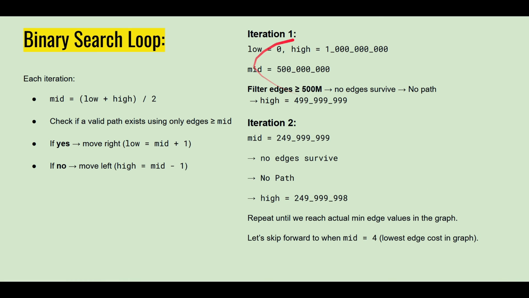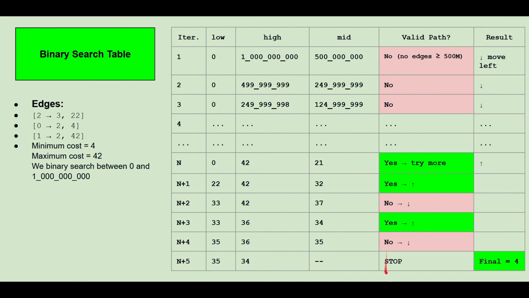So we started the first iteration like this, then the second iteration this. We'll keep repeating until we reach the mid value in the graph, the actual mid value we can say. Then we'll skip forward when mid equals 4, right? Somewhere we'll get 4 here, and then we'll say okay, fine, just stop it here. No further work is required here, and we will return the value.